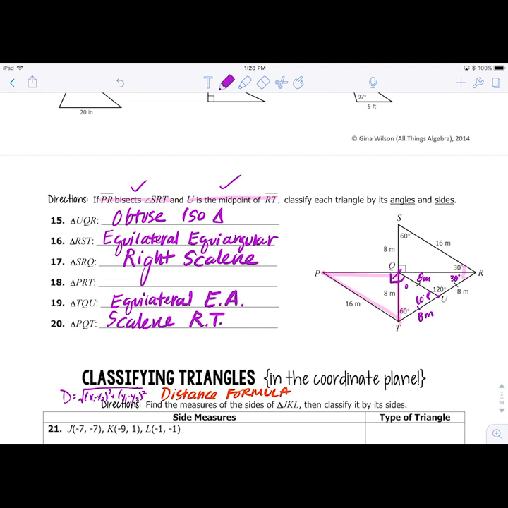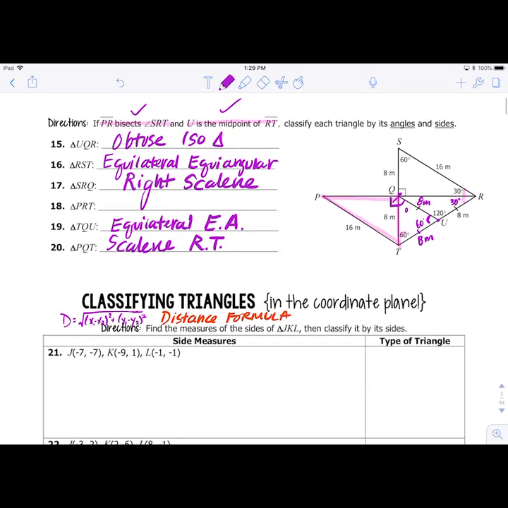Let me stress something for you. It doesn't matter what you put first, the angle classification or the side classification. In the end, as long as you know what type of triangle you're working with, you are set. All right, so I'm going to stop this video here and then start the next video here at classifying triangles in the coordinate plane.